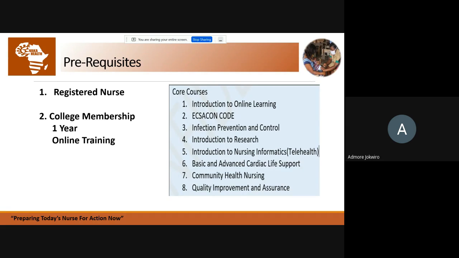So you first do the college membership. You can't get into the fellowship without doing the college membership training. And after completing it, you can then apply to join one of the specialized fellowships, either critical care nursing, midwifery, chronic disease management, or neonatal nursing, depending on your interest and seats that may be available. So this is something to really note: a registered nurse, then college membership training. You can then enroll into the fellowship, and these are the prerequisites.